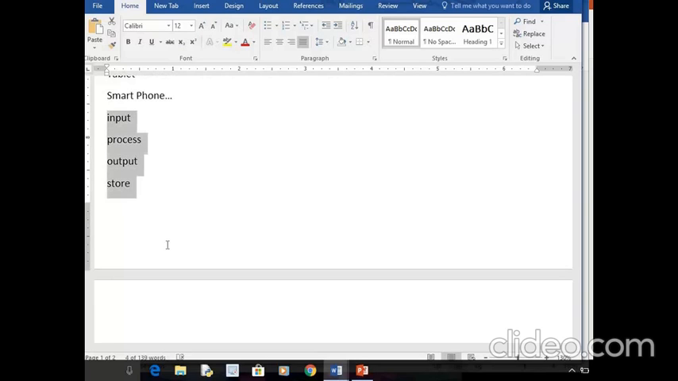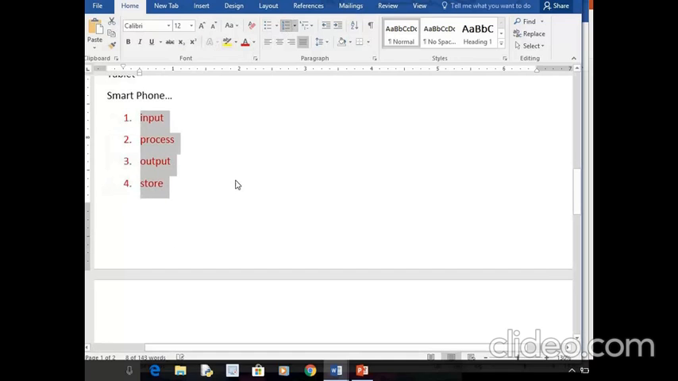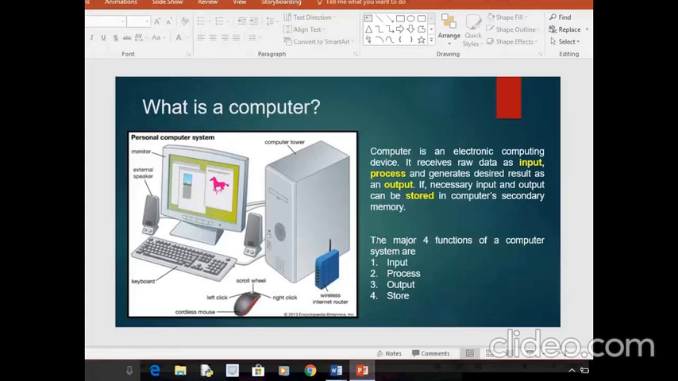There are the 4 tasks or 4 functions. That means all the machines will perform these 4 functions. Now what is a computer? The major 4 functions of a computer system are input, process, output and store.